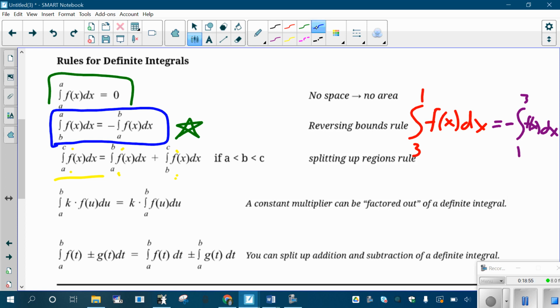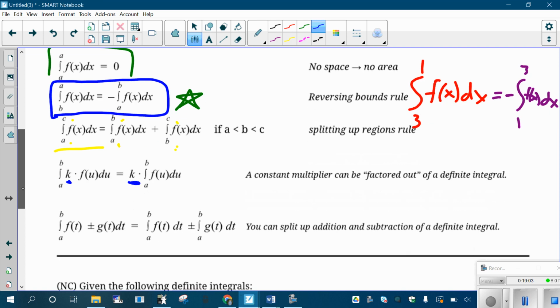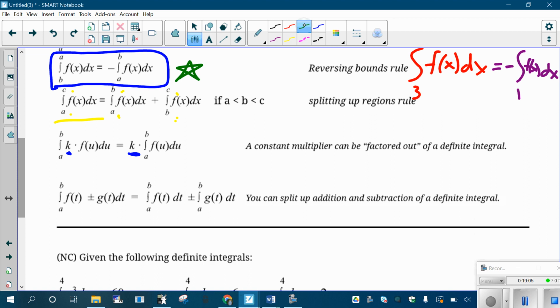Next one. If you got a number out there, you can just pull it out. Cool. Kind of makes sense. You can do that with derivatives too. If you're trying to find the definite integral of two things added together, just find the definite integral of each one individually and then add those together. Okay. I want to show you two other problems related to definite integrals.